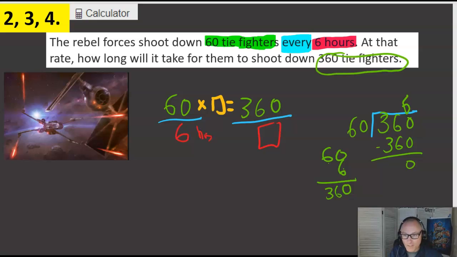So that's a beautiful thing. We multiply the top by 6, so you're gonna have to multiply the bottom by 6. That's gonna give us our answer. 6 times 6, oh, 36. That's so interesting. So it'll take them 36, what, hours? It's supposed to be red, Hoffman. 36 hours to shoot down 360 TIE fighters at the same rate.